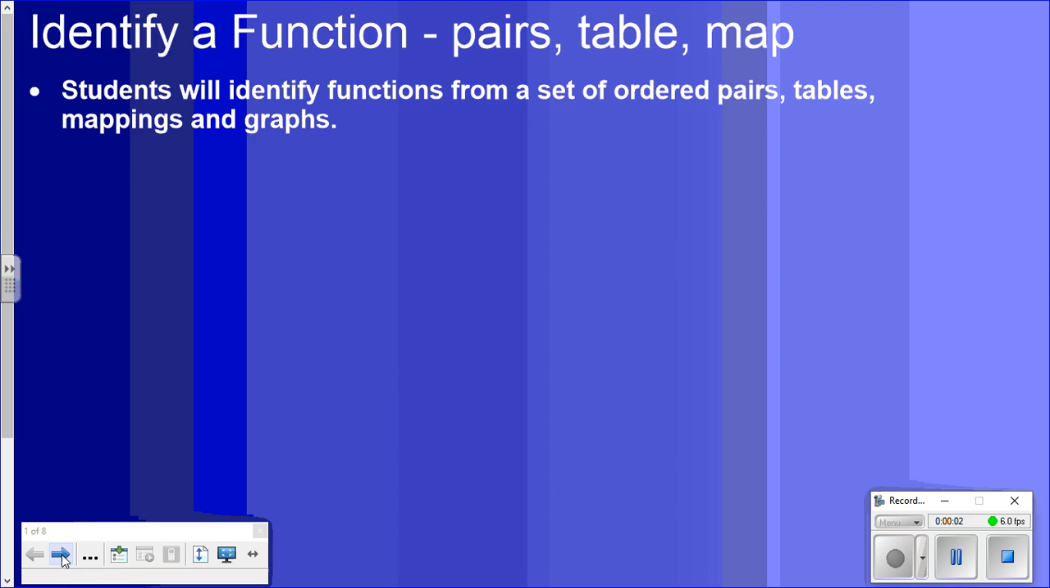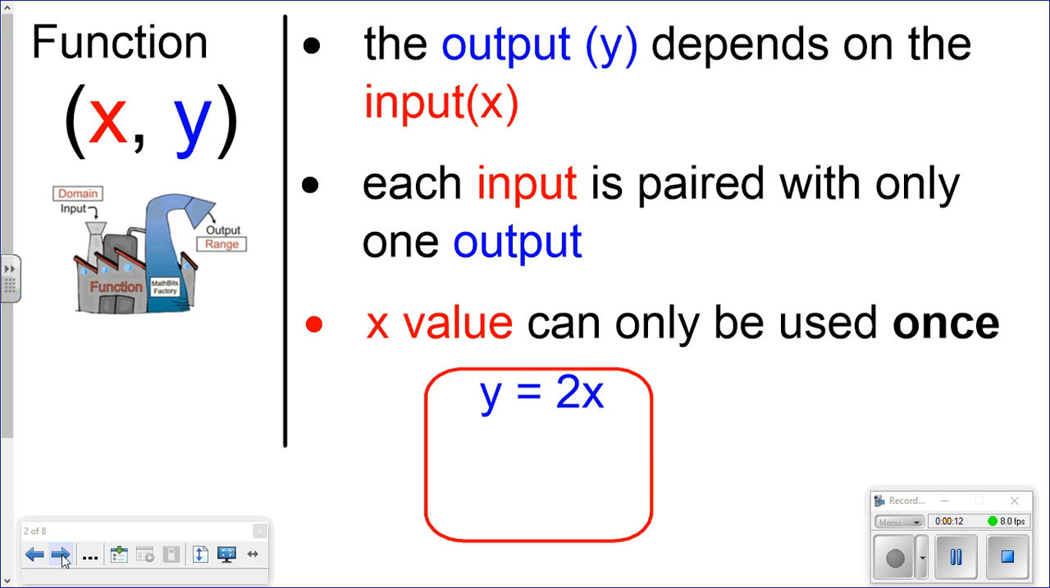In this lesson, we'll be discussing functions. By the end of the lesson, you should be able to identify functions from a set of ordered pairs, tables, mappings, and graphs. So a function is when the output, y, depends on the input, x.